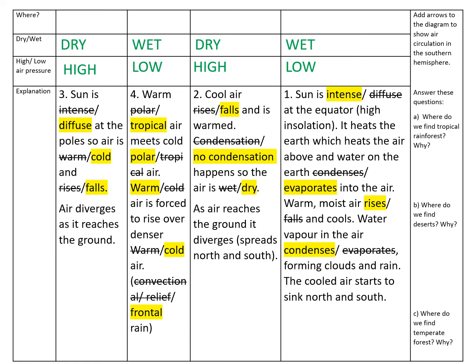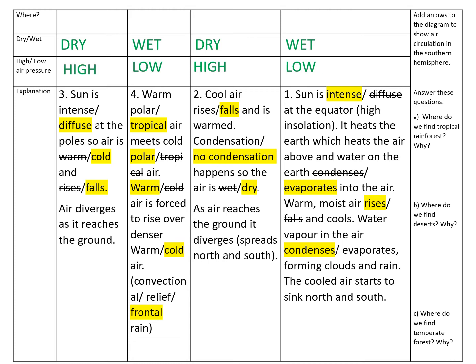Our second step is over the Sahara, which is dry and air pressure is high. Cool air falls and is warmed, so no condensation happens, so the air is dry. As air reaches the ground, it diverges or spreads north and south. The third stage, which is over the poles, the air is dry and the pressure is high because it's falling. And the sun is diffuse or spread out at the poles, so air is cold and falls. Air diverges as it reaches the ground.